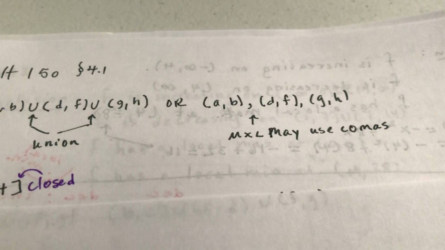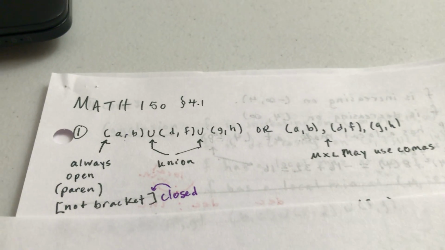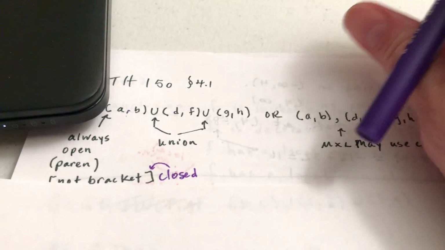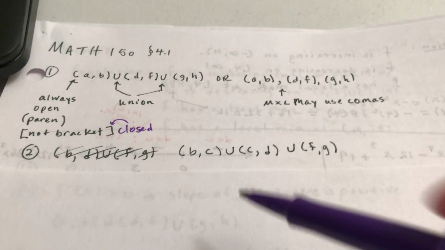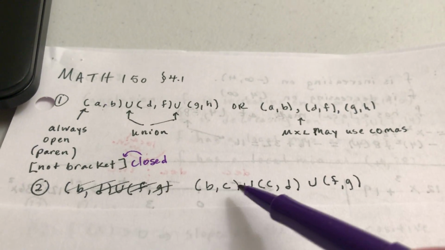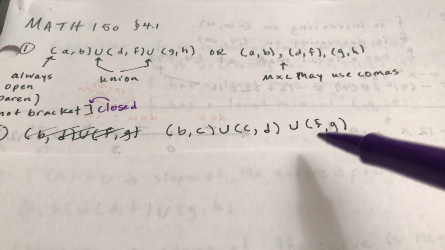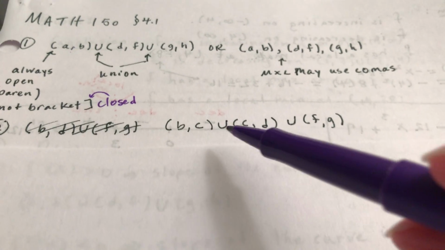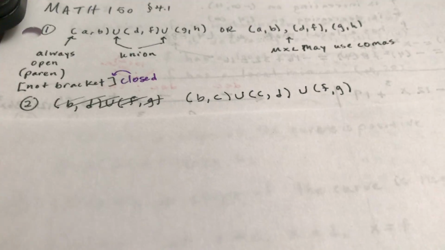All right, now part B wants to know where the function is decreasing. You should pause this and try to write where the function is decreasing. And the answer is, and I'll just do it with unions, b comma c, union c comma d, union f comma g. I'll talk more about why it's split up at c when we get a little bit further.